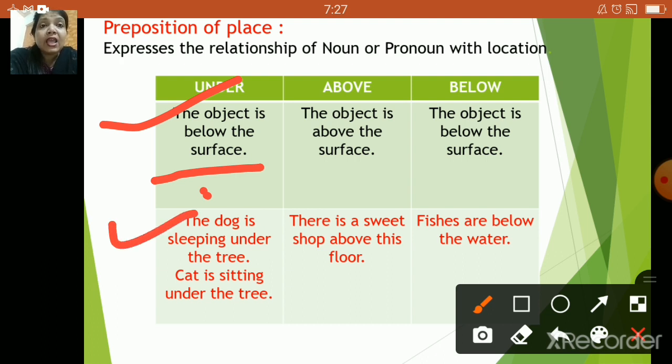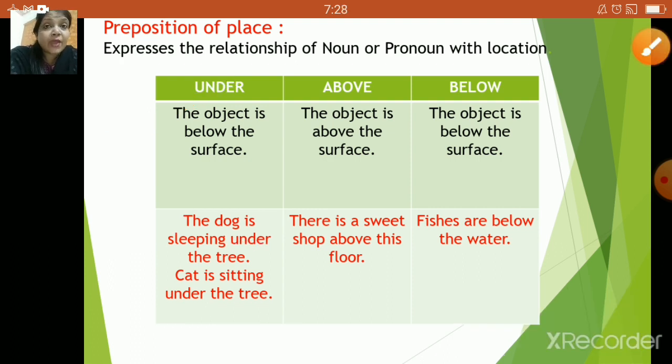Okay, the dog is sleeping under the tree. Next, the cat is sitting under the tree. So in both these examples, the object is under the tree. Next one, above. Very easy, children.